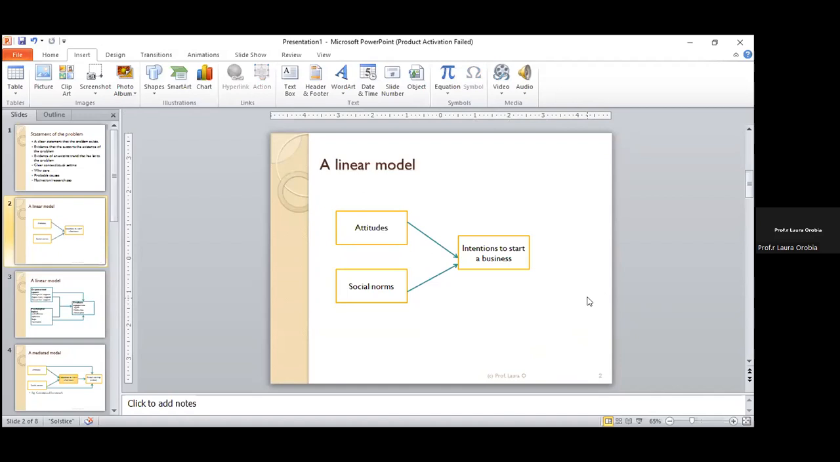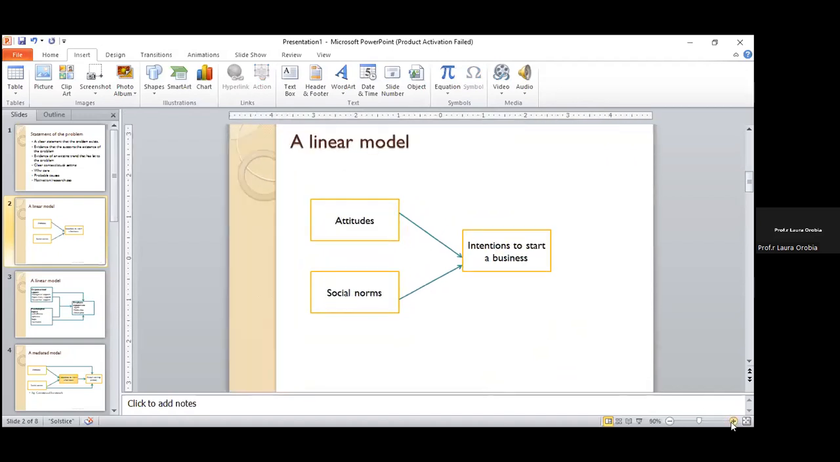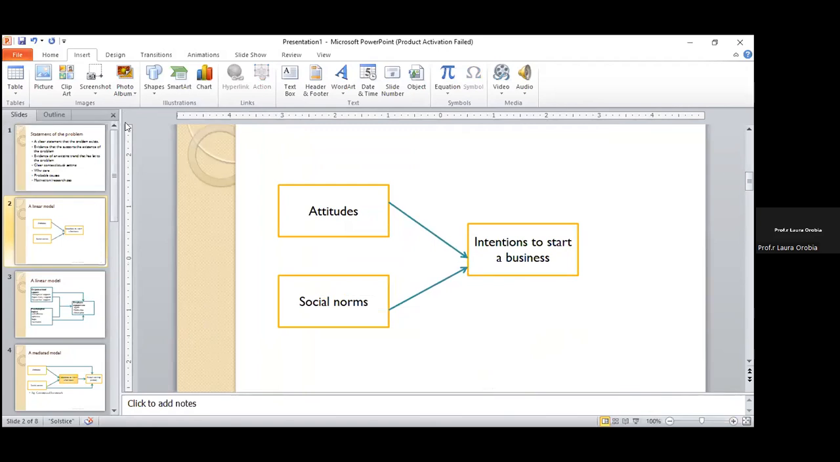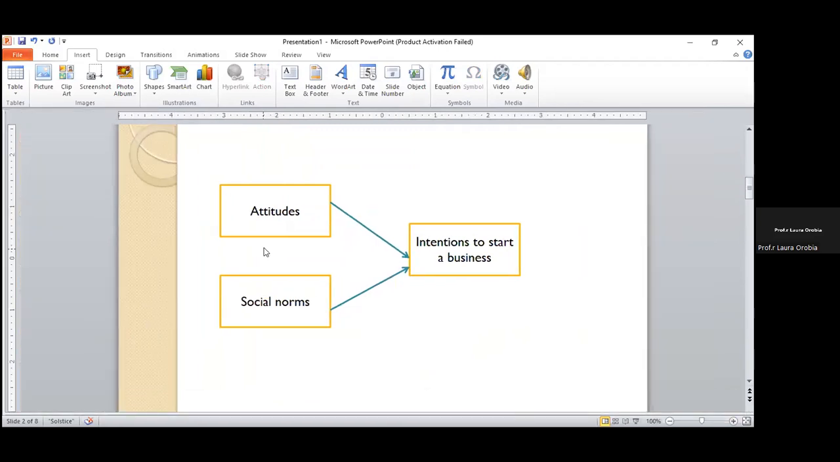We have the question: how do we explain the arrows? Before you is a linear model. We have two arrows, one from attitude to intention to start, and another from social norms to intention to start. How do you interpret this?